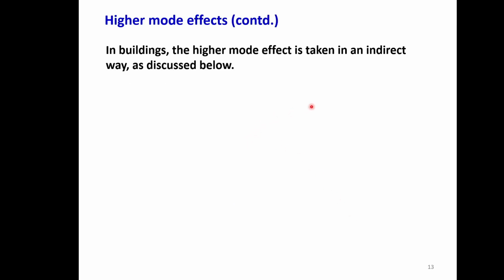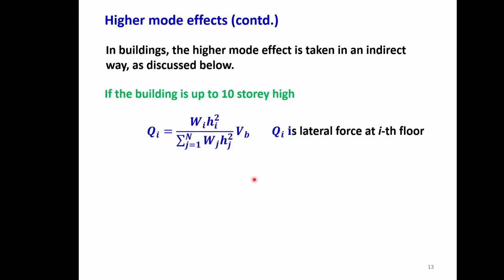Now there is an indirect way of considering this for buildings. How is it considered? Suppose the building is up to 10 stories high, then the lateral force, the base shear you have computed, is distributed over the floors. Say the ith floor will get Qi amount of lateral force, and this is given by this expression. Wi is the seismic weight of the ith floor, Hi is the height of the ith floor from the base of the building, and so on. So this is the summation of Wj Hj squared.